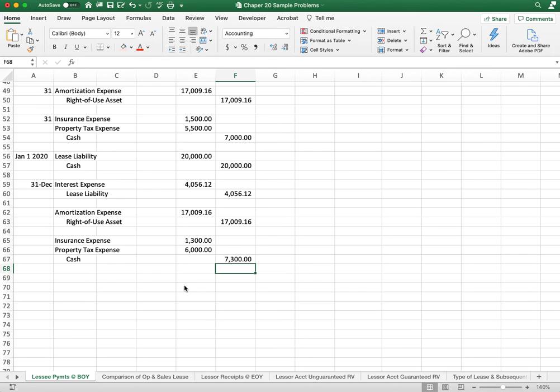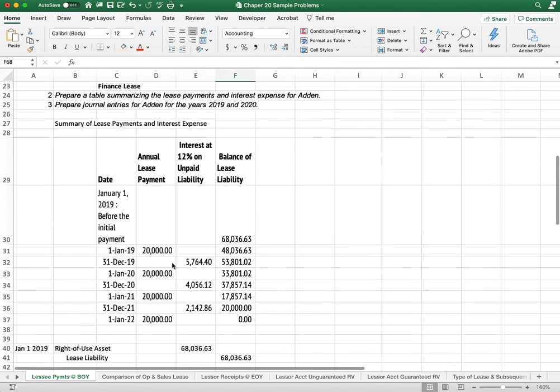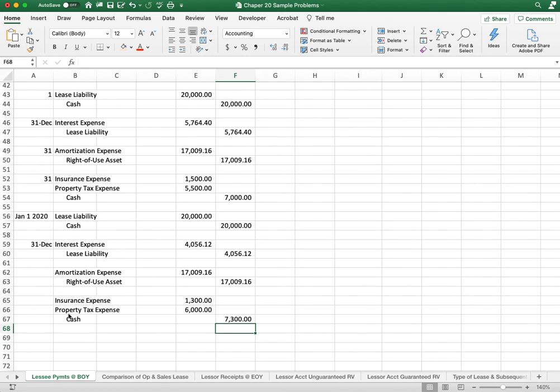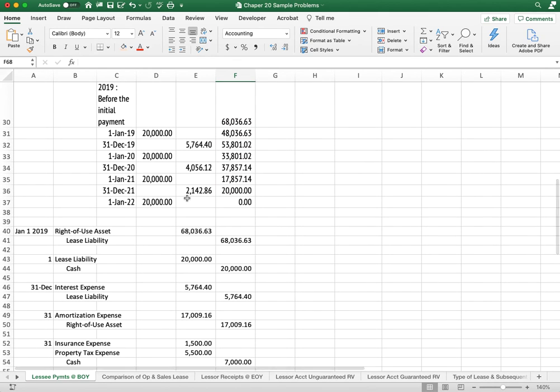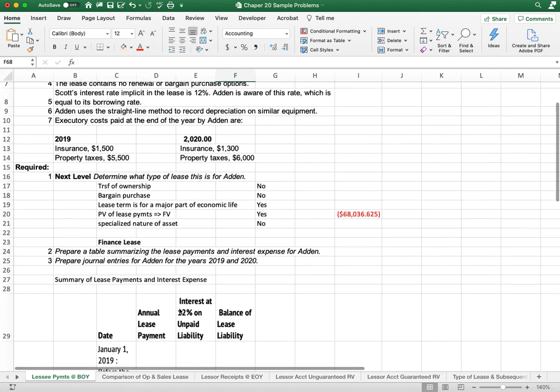And let's just double check that it only tells us to do those 2 years. Yeah, 19 and 20. However, we have the information. So if we need to do 2021, it would be the exact same thing, except obviously our interest expense would be $2,142, and we don't know about the insurance and the property tax. And that concludes this problem.